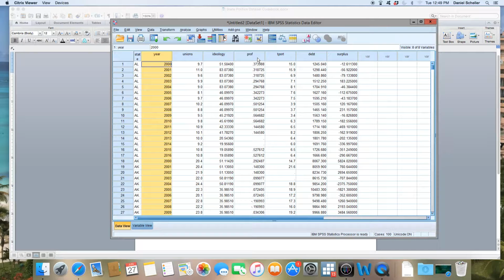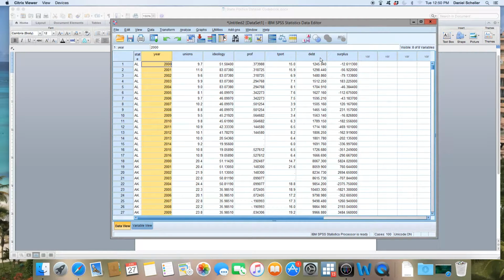A measure of state legislative professionalism, or how professional the state legislature is, from roughly a value of a -4 to +4, higher values being more professional. T-port, which is a measure of spending on transportation. More specifically, it's the percent of the state budget for that particular year spent on transportation.